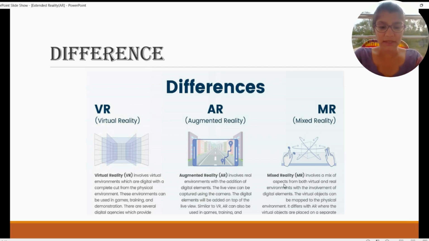Augmented reality involves the real environment with the addition of digital elements, through which we can see the reality. In virtual reality we experience the reality virtually, whereas in mixed reality we can even interact with both the real and digital environment. So these are a few small differences between virtual, augmented, and mixed reality.